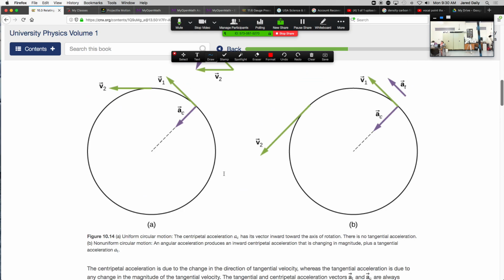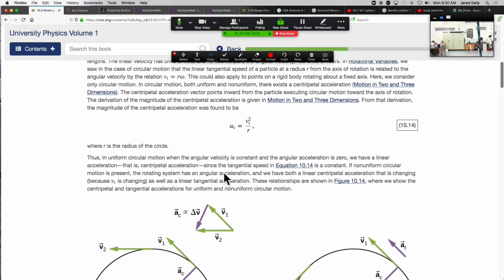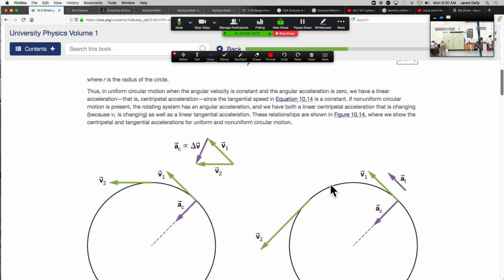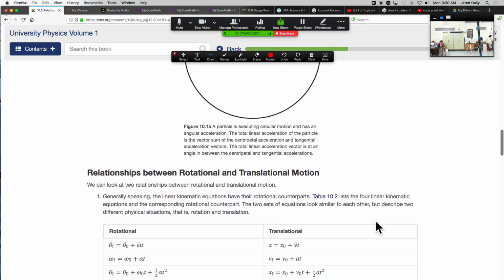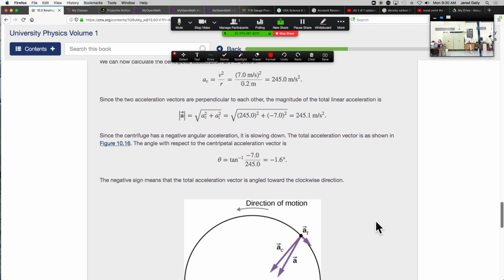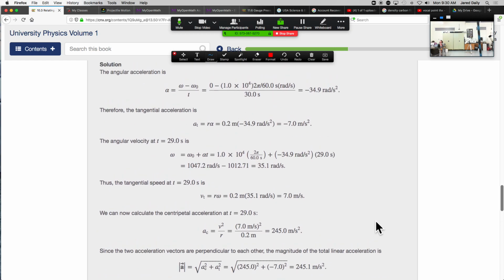So back here, if you notice, when they added the accelerations, they don't add the angular acceleration and the centripetal acceleration. You can't add angular things to linear things. You can only add linear things. So what they're going to do now is convert the angular acceleration into a tangential acceleration so that they can add it to centripetal acceleration. So to convert to tangential acceleration, what do we do? Well, you divide by r to go to angular, you multiply by r to go to linear.